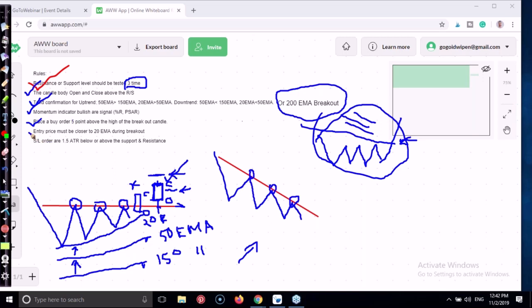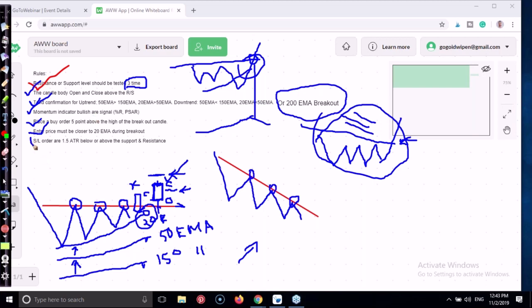Okay. When you are going to enter in this, 20 moving average should be closer. Right. Suppose here is a resistance line. Testing here, they're running like that here, and after that they broke. And if you see 20 moving average is too far from this area, do not enter. We are looking for 20 should be closer, right? Do not enter in that case.